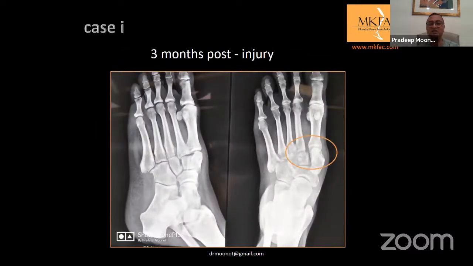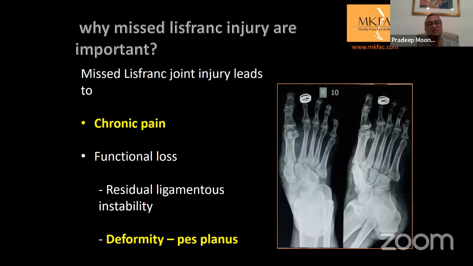And you can clearly see what is happening here. The second TMT joint, the Lisfranc joint, is not normal. There's an increase in the space between the first and the second ray. Okay, that's the increased space and the widening. So why are missed Lisfrancs important? Because if you miss a Lisfranc, it can cause a lifetime of issues with chronic pain, function loss, and deformities. And usually the deformity is pes planus, or the flat foot.